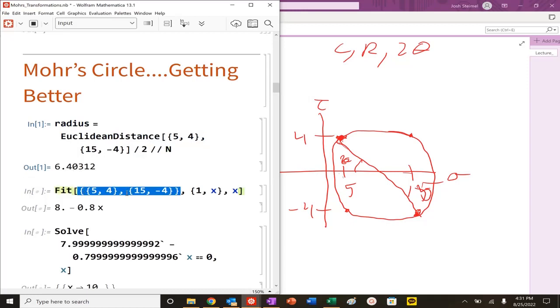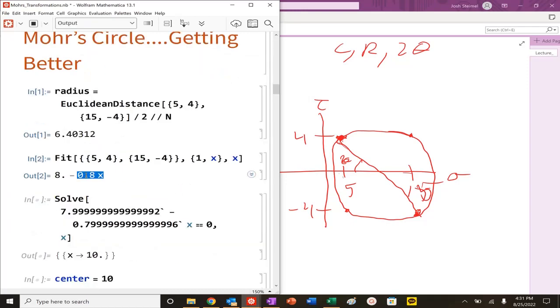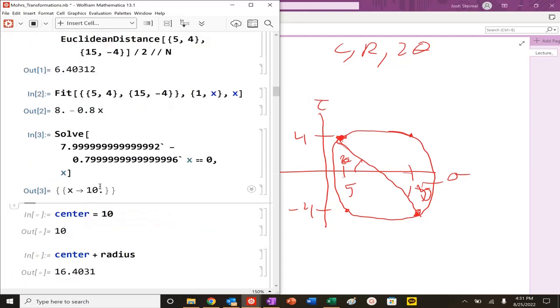Well, I'm going to take these 2 points and fit a function here. Here's my function. I'm going to solve when this function equals 0, i.e., crosses the axis. 10. If you remember back to that definition that we previously saw, you shouldn't memorize this, but for the normal stresses, I need to add them and divide by 2, that's my center. 15 plus 5, 20 divided by 2, 10, that's my center.